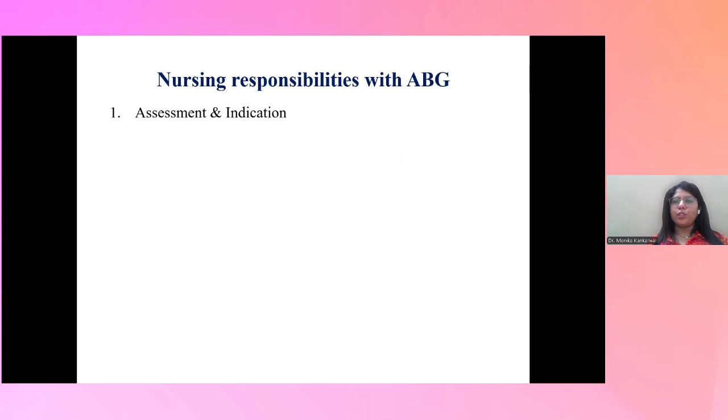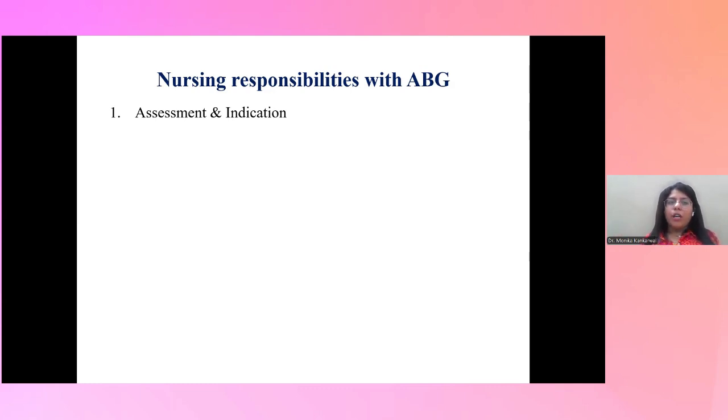Now, what are the nursing responsibilities with ABG? So now we have seen the four checks on how to interpret the ABG. Once we have the ABG strip of the patient in our hand, first we should know the clinical condition of the patient. We should have the history of the patient. We should know the diagnosis of the patient, what happened to the patient, because that assessment will help you understand more about the ABG of the patient.